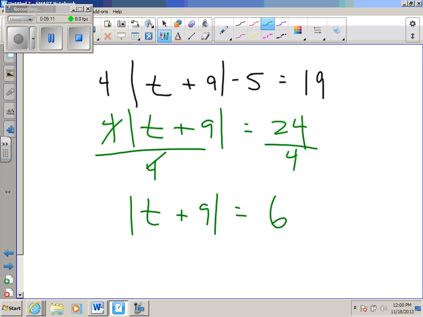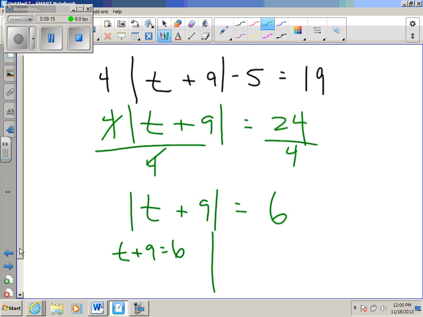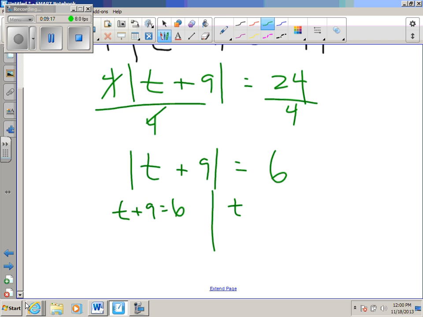So t plus 9 equals 6, and t plus 9 equals negative 6. Subtract 9 from both sides, t equals negative 3. Subtract 9 from both sides, t equals negative 15.